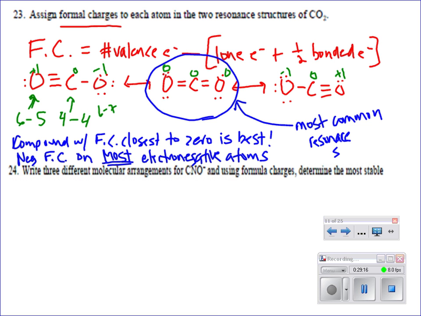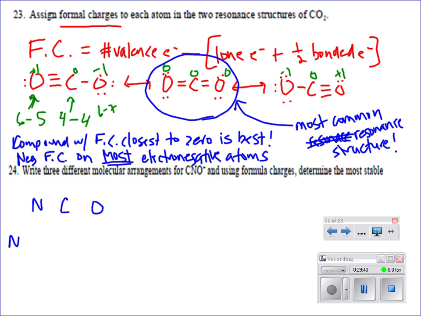Resonance. I didn't even spell that anywhere near right. Resonance structure. Okay, I'm going to change this one. Well, no, I'll leave it. C and O. We're going to put C in the middle. N and O. Doesn't matter which you put on what side.